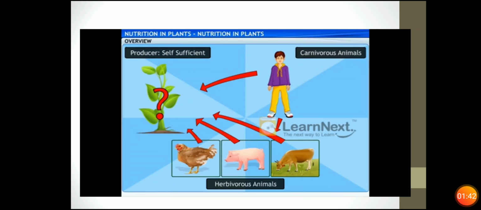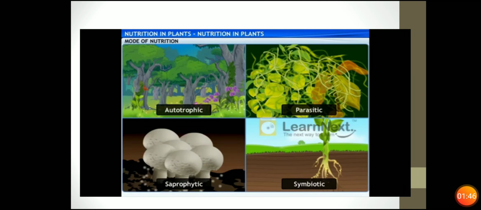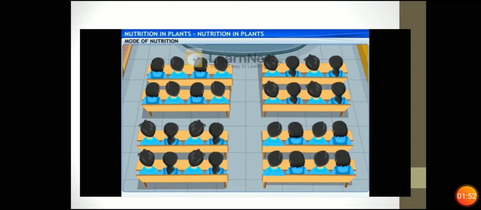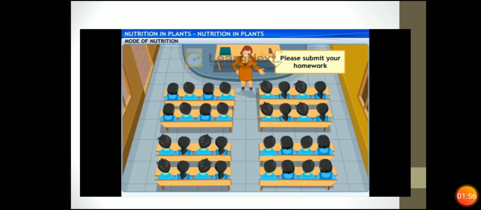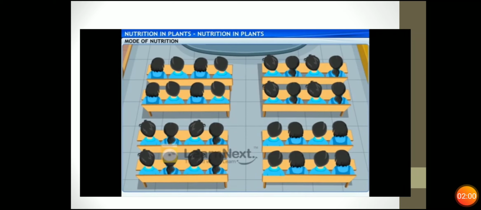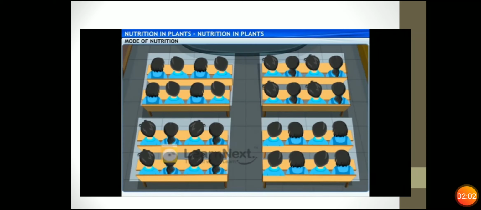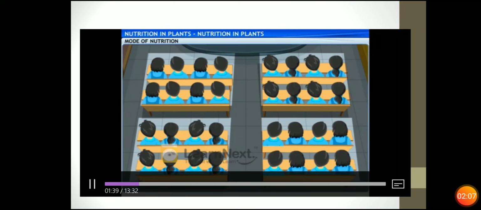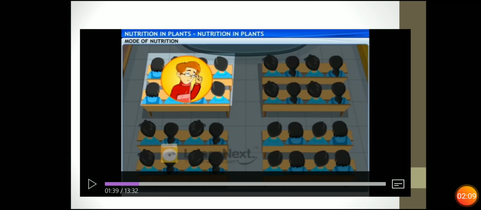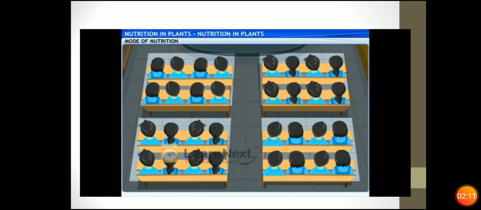But where do plants obtain their nutrients from? To understand the various modes by which plants obtain their nutrition better, let's first take a look at your classroom. I used to hate it when teachers would ask me to show my homework. For some reason, this activity used to divide our class into 4 distinct groups. Now here what happens is that we divide the class into 4 different groups and name them.